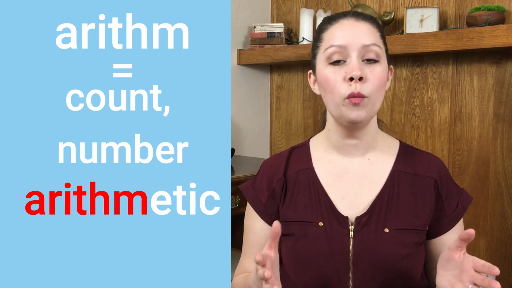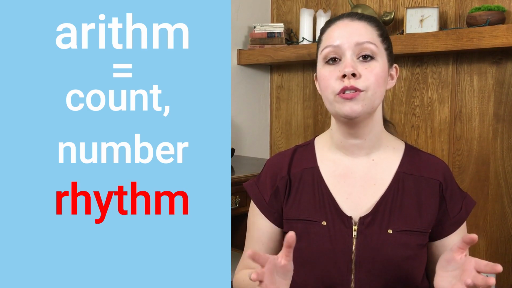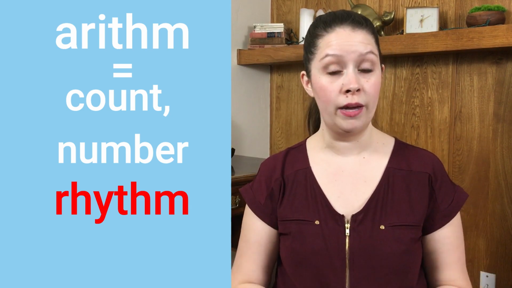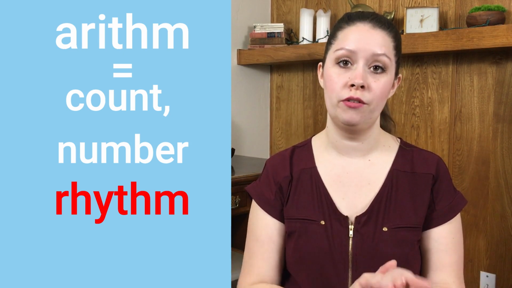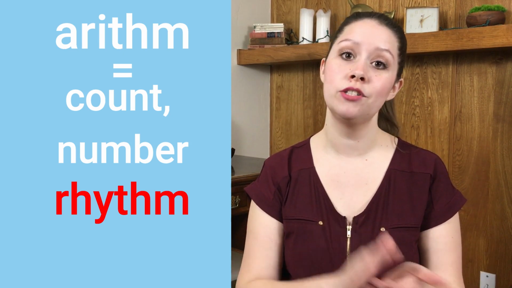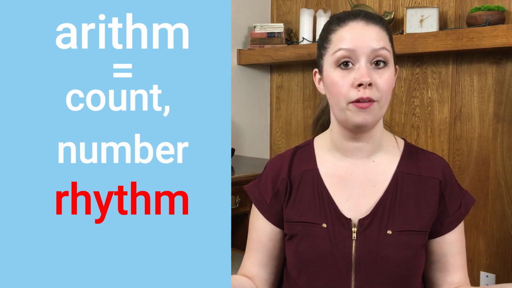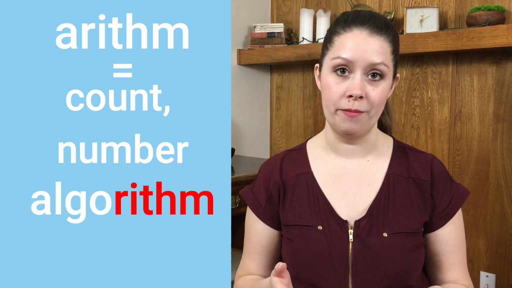Another word that uses this root is the word rhythm. The word rhythm is used to describe the beat in music. The beat is literally the way you count through music, like 1, 2, 3, 4. Counting the beats. Rhythm. Another word that uses this root is the word algorithm.